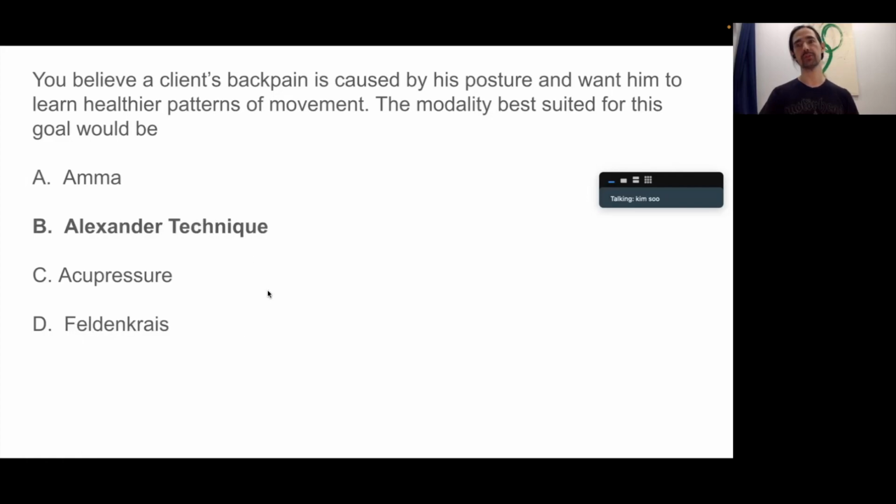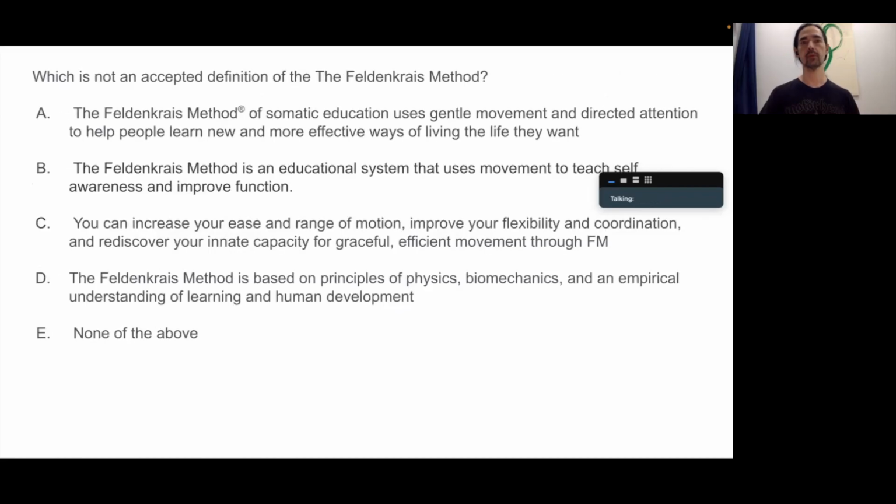And this slide is just to give you an introduction to what we're going to study tonight, which is not an accepted definition of the Feldenkrais method. So I'm just testing what you may know or what you intuitively think.